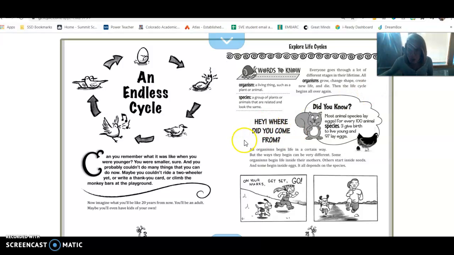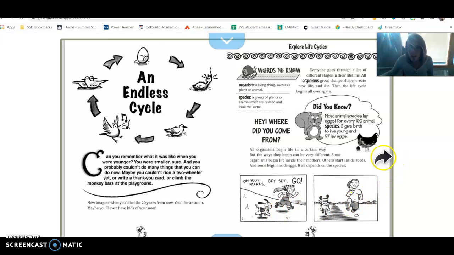Hey, where did you come from? All organisms begin life in a certain way, but the ways they begin can be very different. Some organisms begin life inside their mothers, others start inside seeds, and some begin inside eggs. It all depends on the species. And here's a cute little cartoon. On your marks, get set, go!